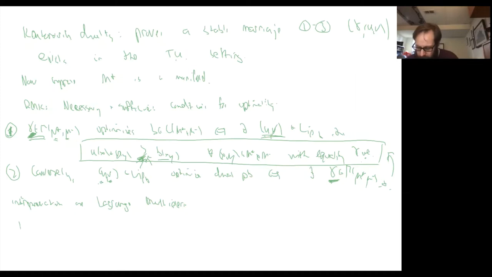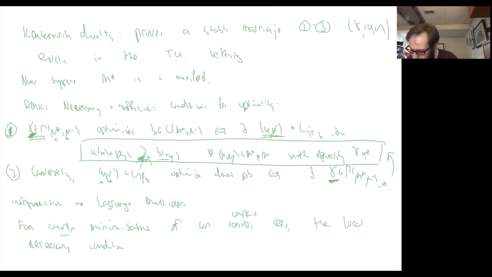for convex or linear minimizations on compact convex sets, the local necessary conditions, first and second order, actually, first is enough, for a minimum are also sufficient. And that's why you can have these kind of necessary and sufficient conditions.